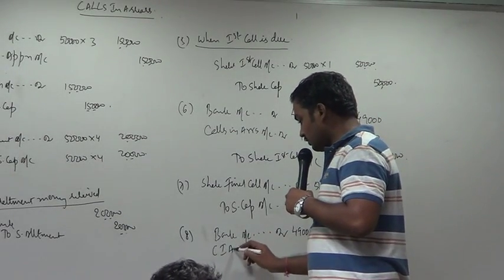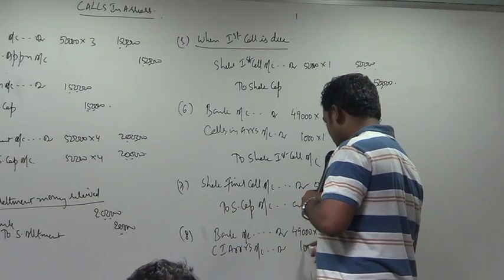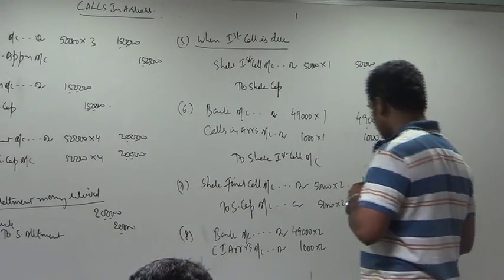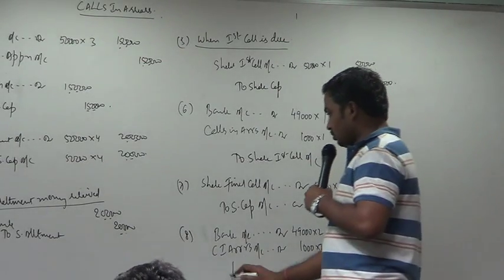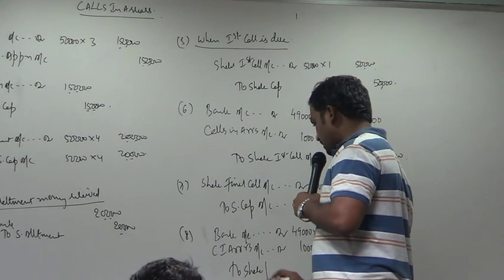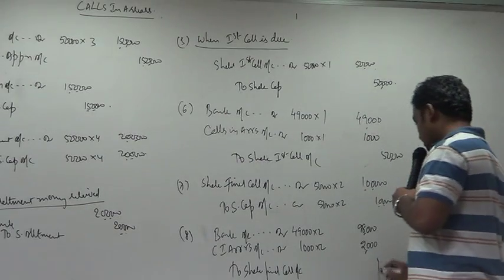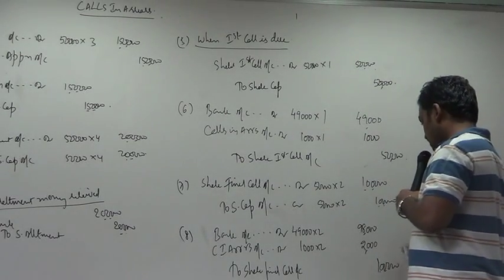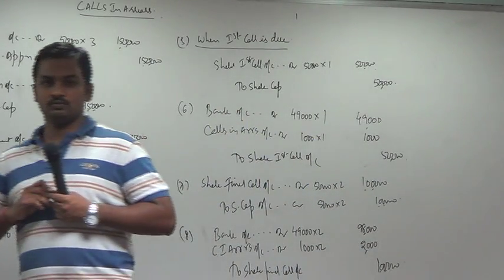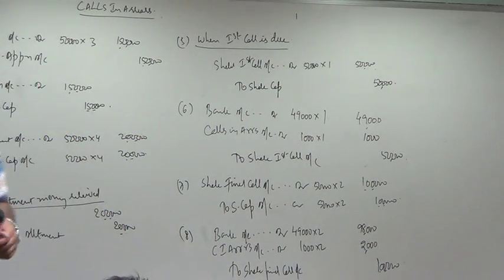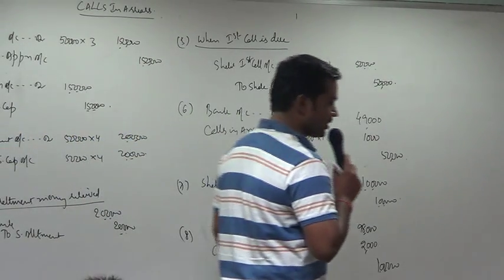Calls in arrears account debtor 1,000 into 2. How much is it? 2,000. To share final call account. How much? 1 lakh. To share final call account 1 lakh. Is it clear?